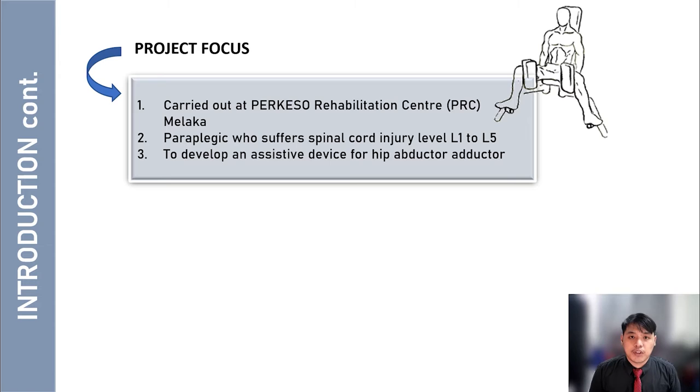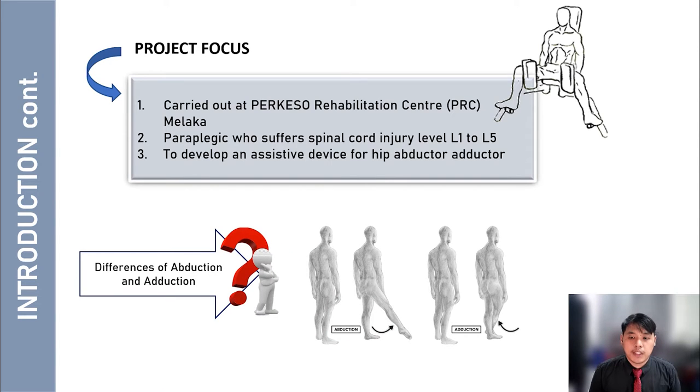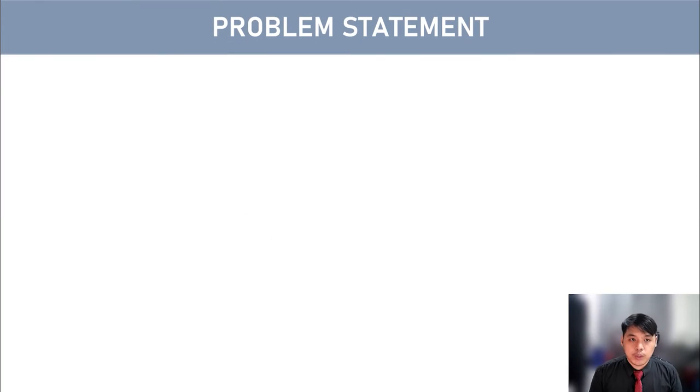These are the differences of abduction and adduction, where abduction is any motion of the limbs or other body parts that pulls away from the midline of the body, while adduction is the movement of a body part towards the body's midline. Moving on to the problem statement.